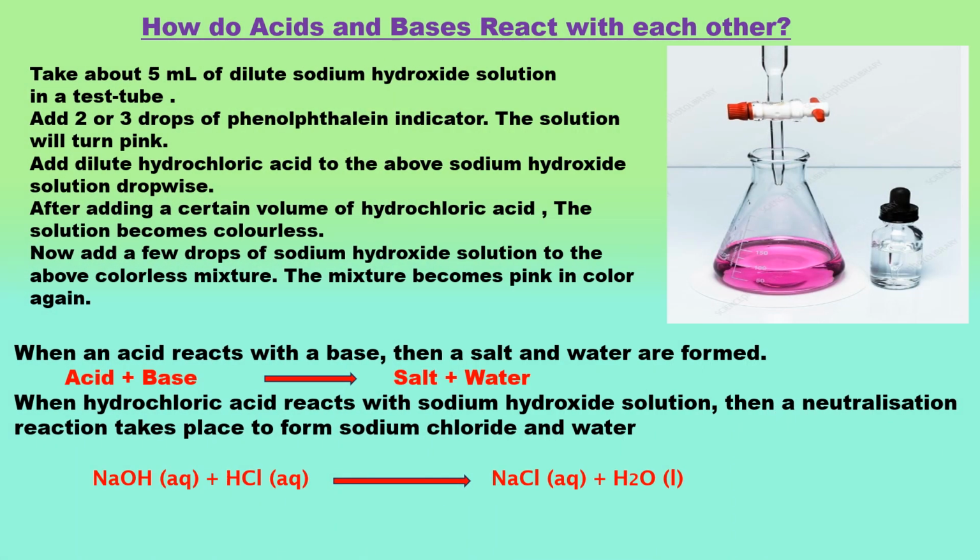How do acids and bases react with each other? When an acid reacts with a base, then a salt and water are formed. That is, acid plus base give rise to salt plus water. Actually, when an acid is treated with a base, the base neutralizes the acid and destroys its acidity. Since an acid and a base neutralize each other's effect, the reaction between an acid and a base to form salt and water is called a neutralization reaction.